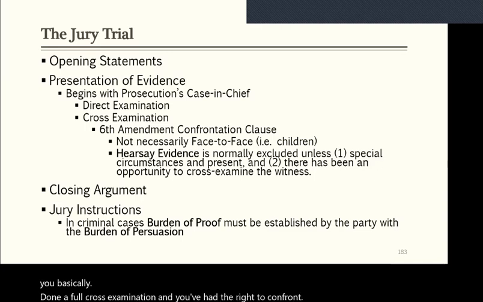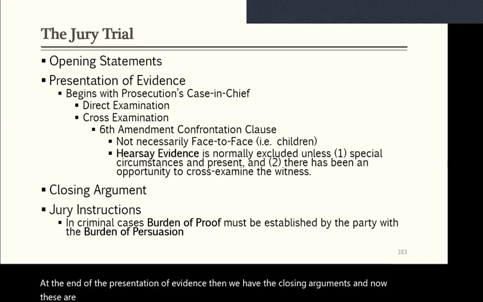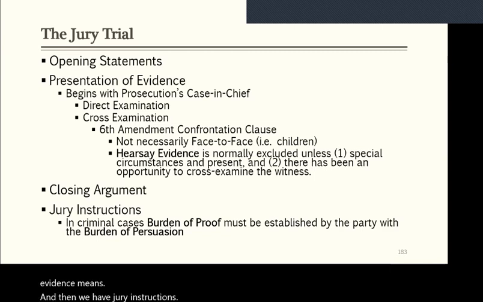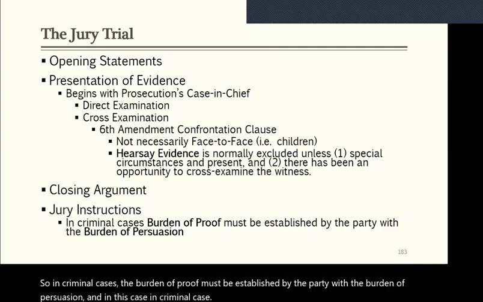At the end of the presentation of evidence, then we have the closing arguments. And now these are arguments. This is where you can just say what the evidence is and what the evidence means. And then we have jury instructions. So in criminal cases, the burden of proof must be established by the party with the burden of persuasion. And in this case, in criminal cases, it's the prosecution.